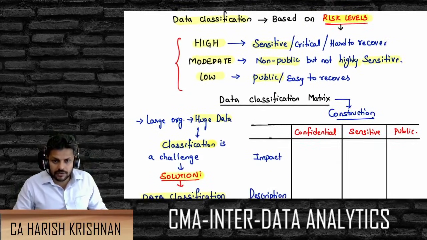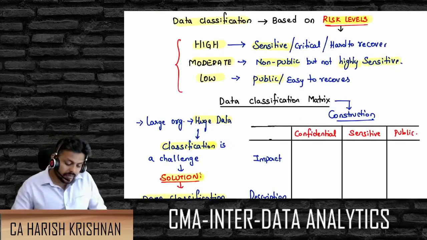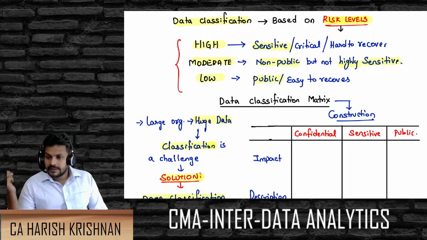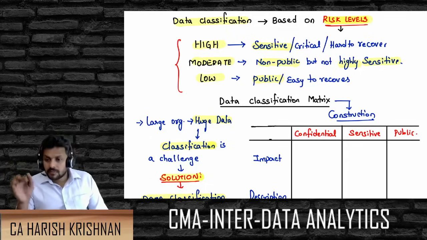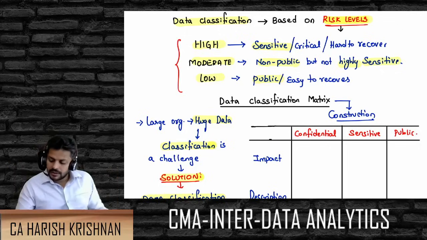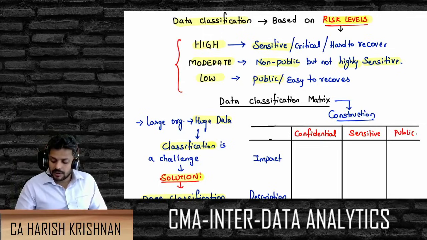Data classification based on risk levels: high, moderate, low. High risk are those data which are very sensitive, critical, and hard to recover. In the event of you losing the data, it is very, very hard to recover. So first one is high, second one is moderate. Moderate means it is not so simple that you can go and tell the whole public about it. At the same time, it is not so sensitive that you need to do something special about it. So basically, it is an intermediate thing that obviously you can't tell outsiders, but at the same time, not highly secretive.